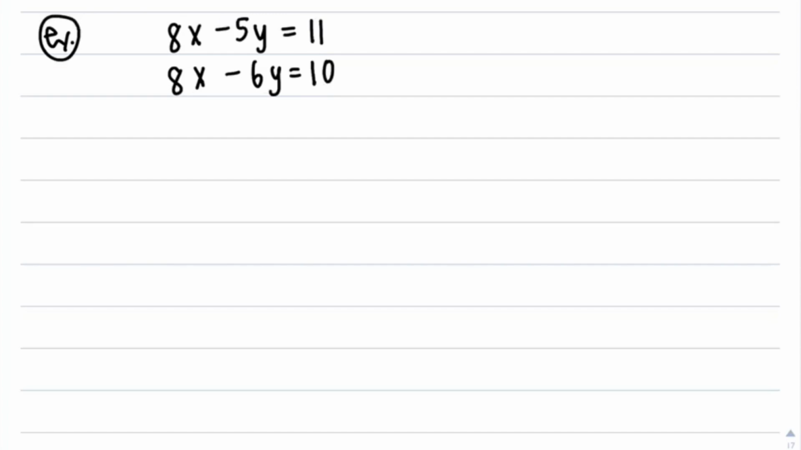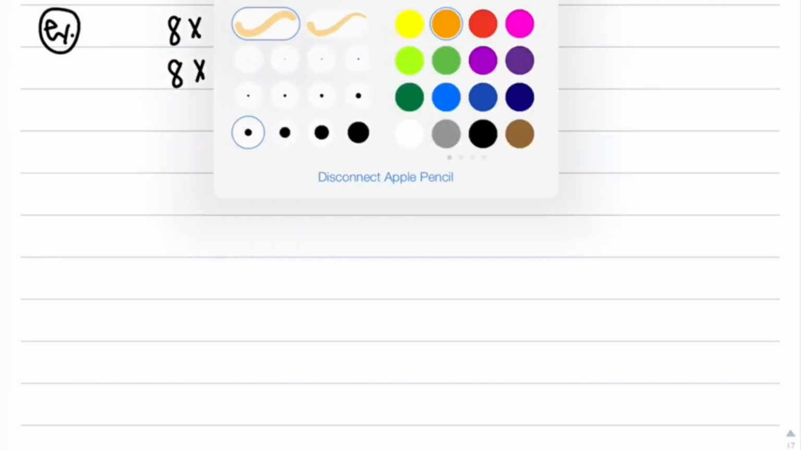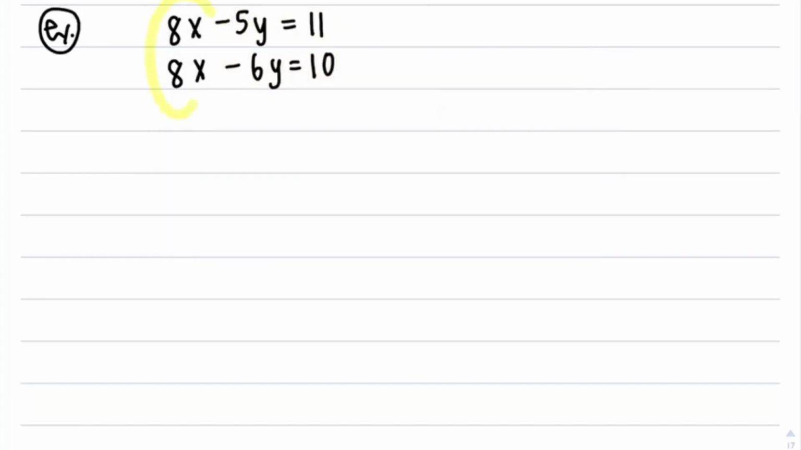All right, so again, same thing. We want to cancel either x or y. Now remember, to cancel out something, it has to be opposite. So what I'm first going to point out to you is this. We're going to want to cancel the x's. They're the same. But notice that it's positive 8x and positive 8x. Those are not going to cancel out. So they actually have to be opposite signs. And so what you would want to do in this case is you do need to change one of them.